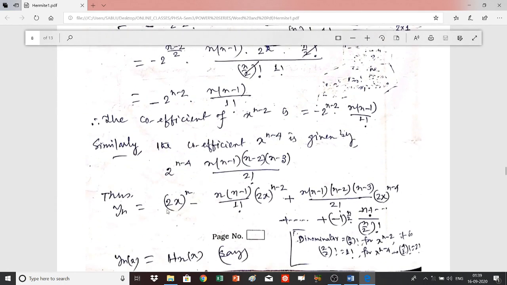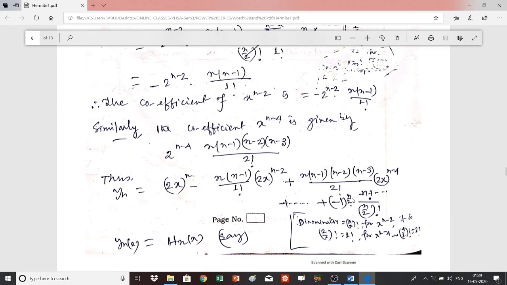yn is equal to (2x)^n minus n(n-1)/1! times (2x)^(n-2), then plus n(n-1)(n-2)(n-3)/2! times (2x)^(n-4). And just substitute the values of the different coefficients of x, and the final term will be (-1)^(n/2) n!/(n/2)!, that is the reciprocal stuff.